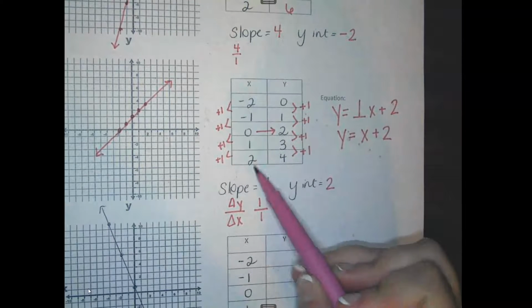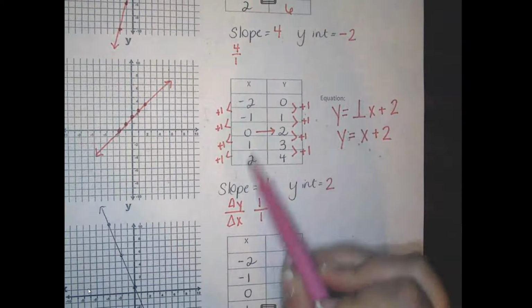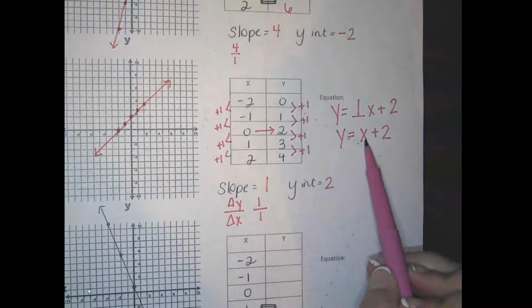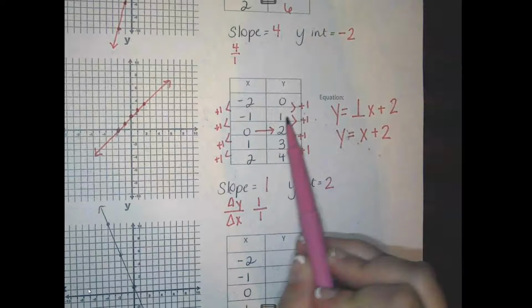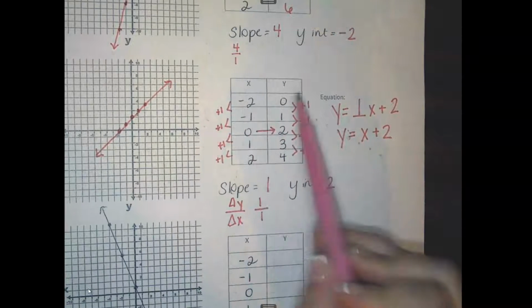I can check this by plugging these in. 2 plus 2 is 4. 1 plus 2 is 3. 0 plus 2 is 2. -1 plus 2 is 1. -2 plus 2 is 0.